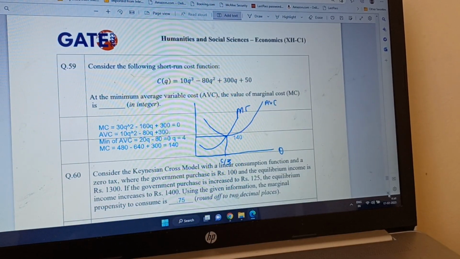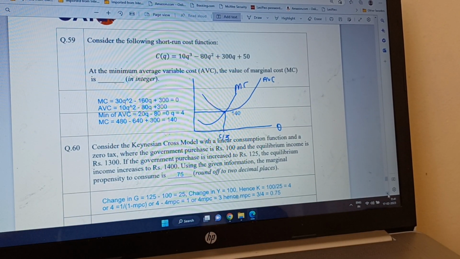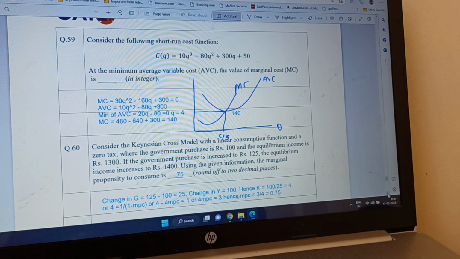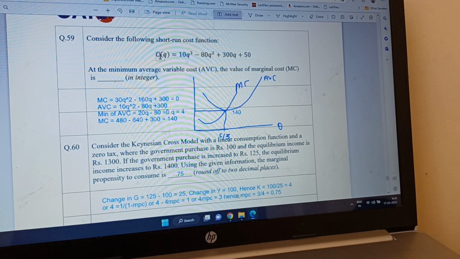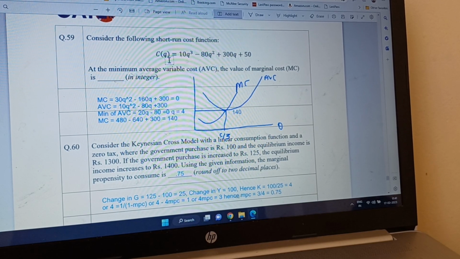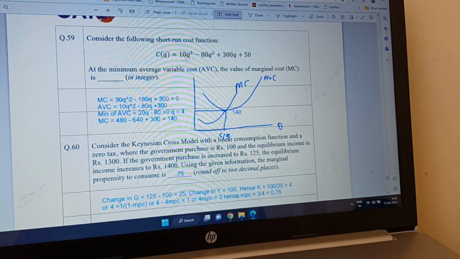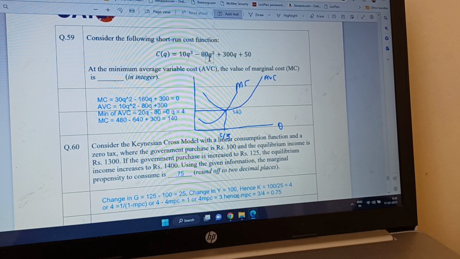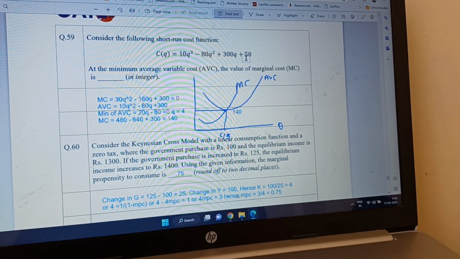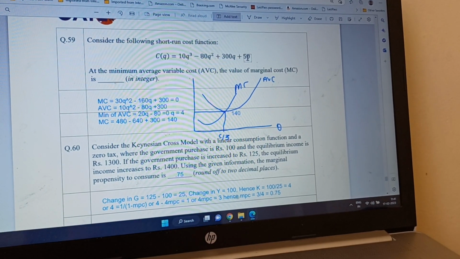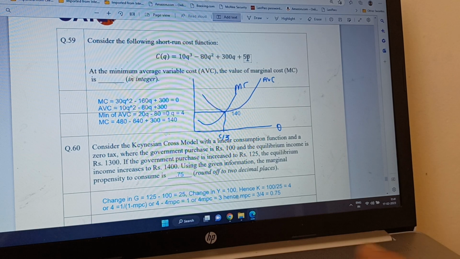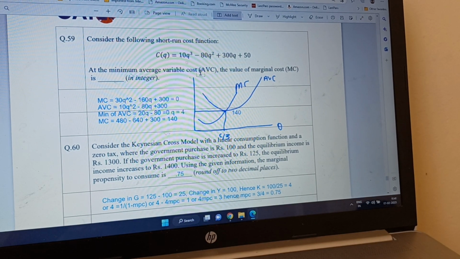Next question. This looks like a very difficult question. If you answered it correctly, I congratulate you in advance. You will get maybe more than a 97 percentile score if you could answer this question correctly. Consider the following short run cost function. C(Q) is equal to, this is the total cost function, 10Q cube minus 80Q square plus 300Q plus 50. So 50 is our fixed cost. At the minimum average variable cost, so we have to minimize the average variable cost.